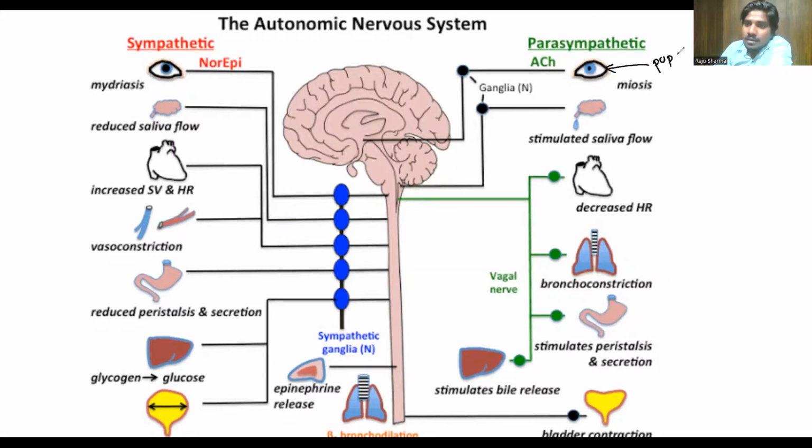Pupil constriction. Okay, so you all can note down the meaning of meiosis. Meiosis का meaning क्या होता है? Pupil constriction. ठीक है?